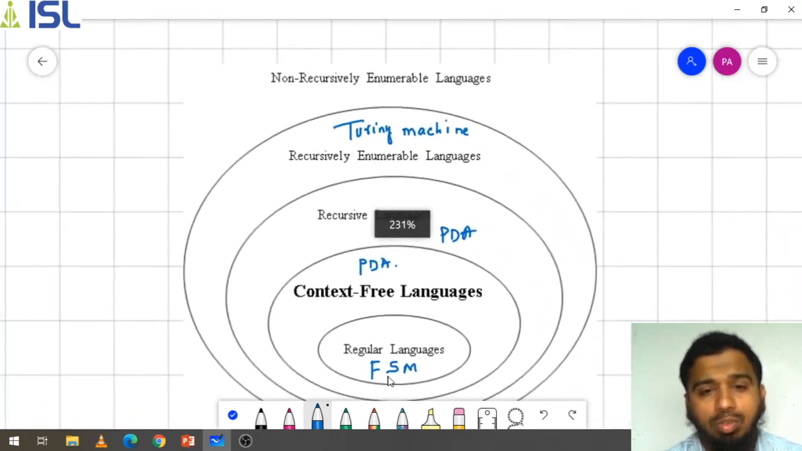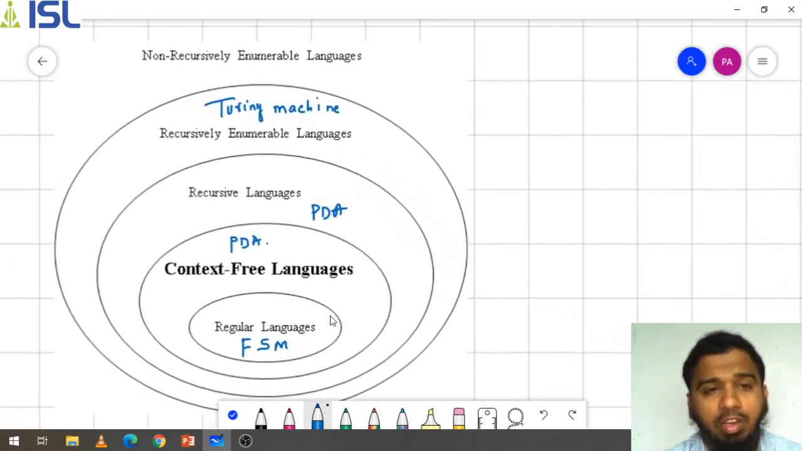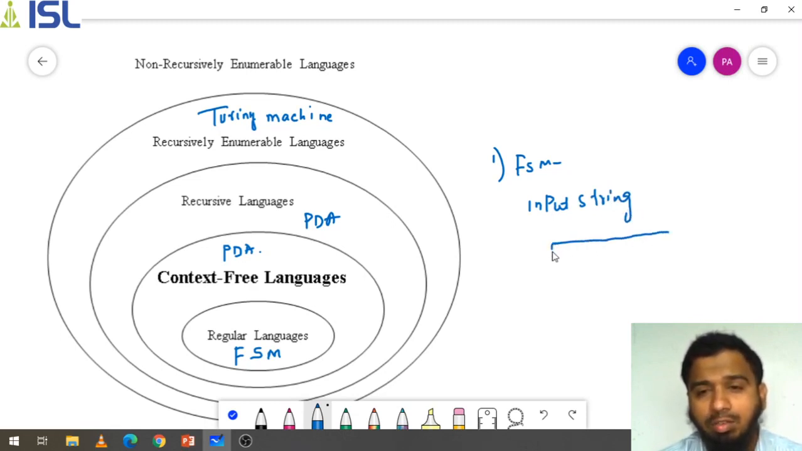I will make it a little bit smaller. The first one is FSM, finite state machine. In this we will take the input string. What is the input string? It is in the form of something like this. Any string we will take and we will solve.